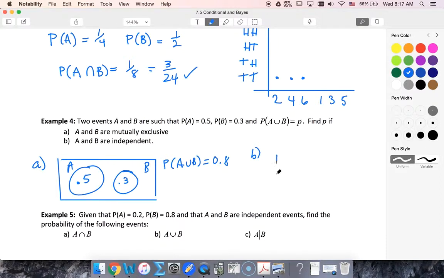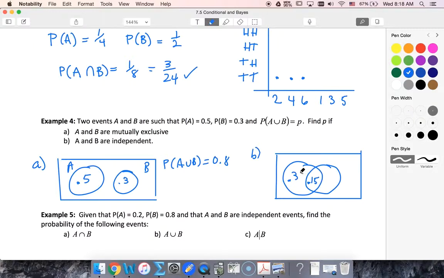If they're independent, now my circles do overlap. And this is another way of thinking about how events can never be mutually exclusive and independent, because for independent events they have to overlap, because I have to have an intersection. So now my intersection would be 0.15. So my remaining part of A is 0.35, and the remaining part of B is 0.15. Sum these together and I get that A union B would have to be 0.65 if they're independent.